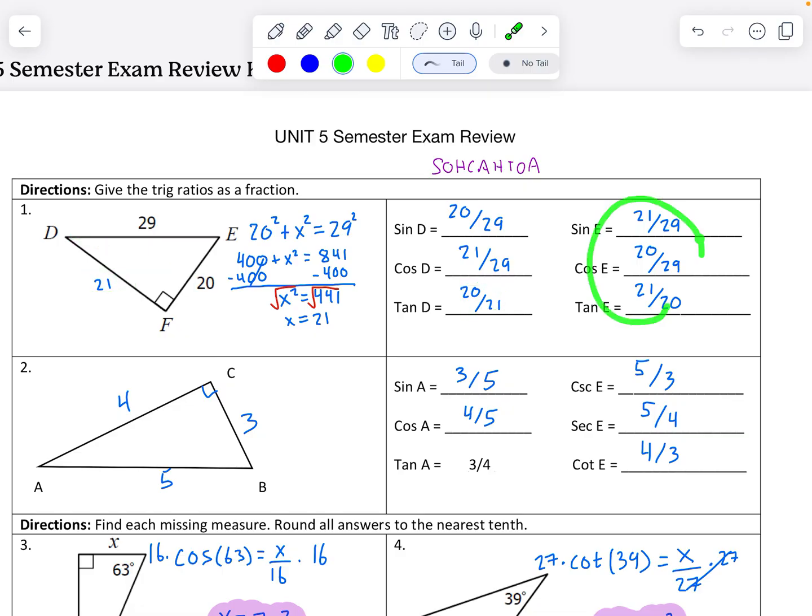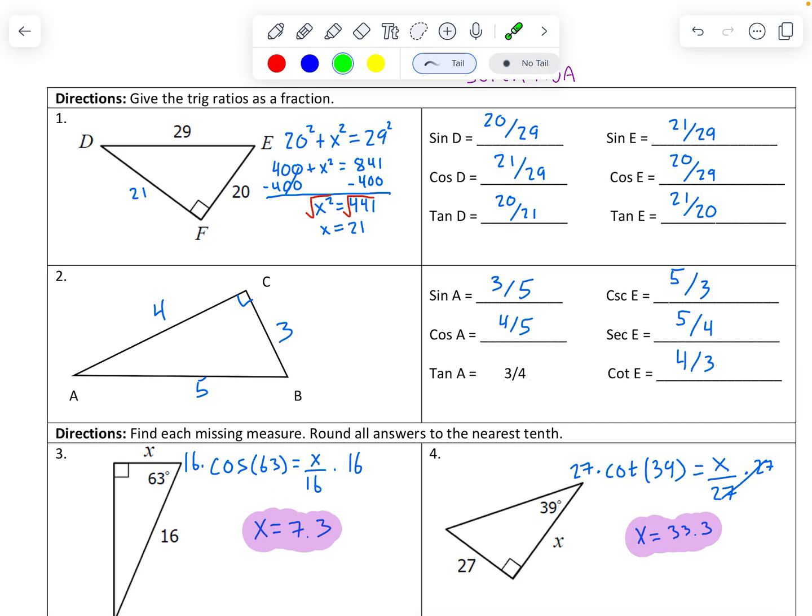And then same things here, just with angle E instead. And so sine of E is opposite over hypotenuse. Cosine is adjacent to angle E, which is 20 over hypotenuse. And then tangent is opposite over adjacent, 21 over 20. Okay, same thing going on here in this picture.